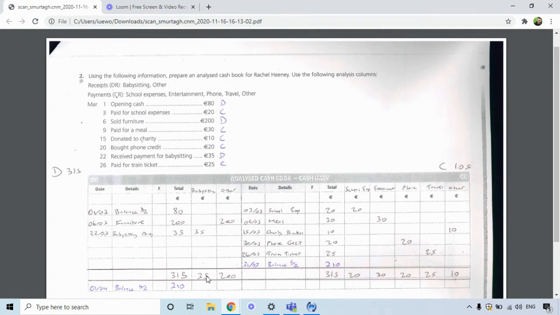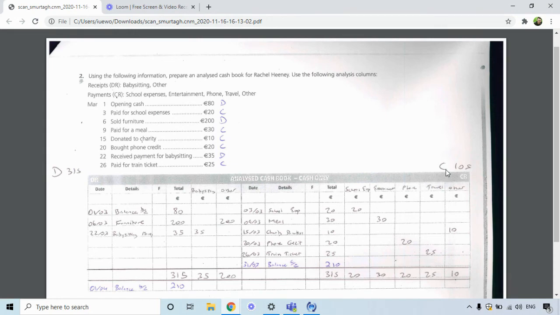So the next step then is to balance the account. So the first thing you do is you add up your totals. So our debit total, when we add 80 plus 200 plus 35, we get a figure of 315. So what I would advise the class to do is to write that figure not in the cash book but above it, somewhere outside the cash book. So you can say, right, my debit number is 315, and when I add my totals for my credits, my 20, my 30, the 10, the 20, and the 25, I get a credit number of 105. And again, I don't write it on the cash book, I write it above it.